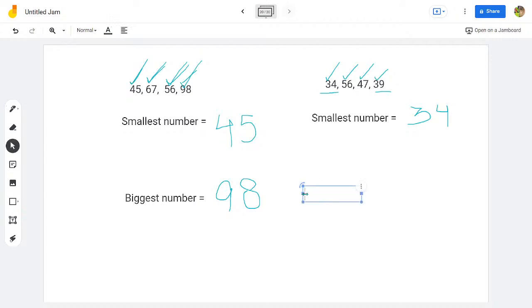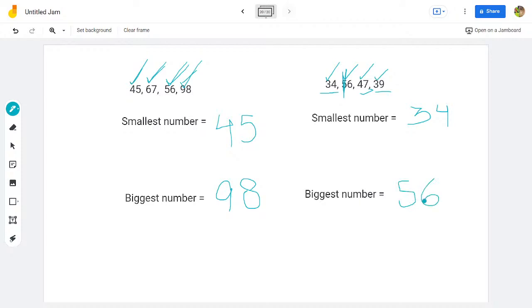Now if I talk about the biggest number, for the biggest number, again we would compare all the four numbers. So 3, 4, 5 and again a 3. Now we know that 3s are smaller. 4 is also smaller, but 5 is the biggest. 5 in the tens column is the biggest. So that means 56 is the biggest number. 56 is the biggest number.